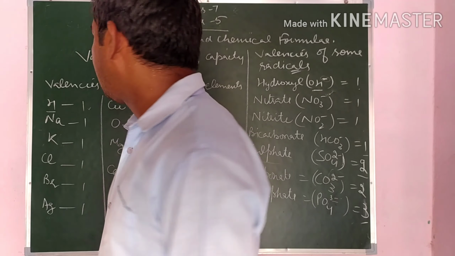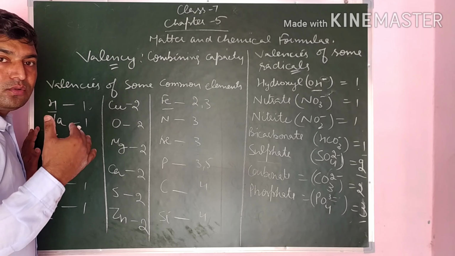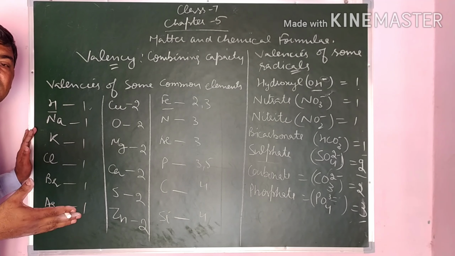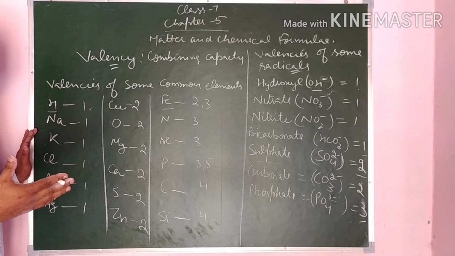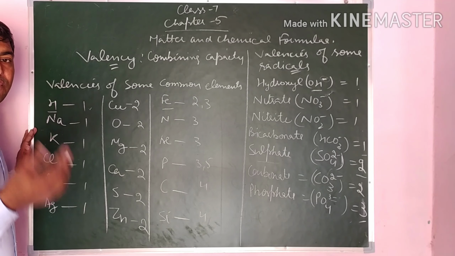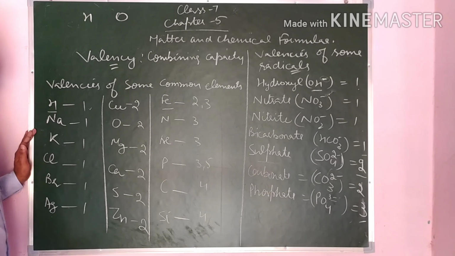For example, we take water. To write a chemical formula we should know the symbols of those elements. So to write the chemical formula of water, we know that water is made up of hydrogen and oxygen.